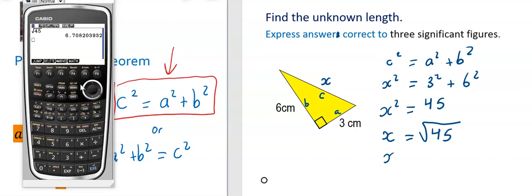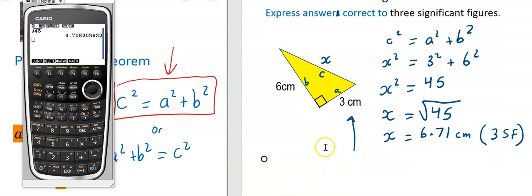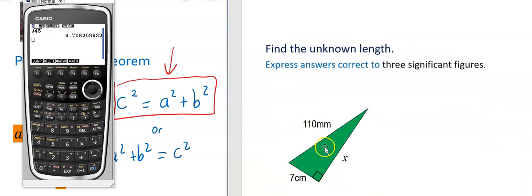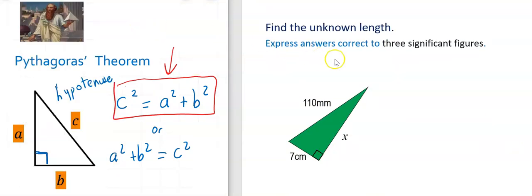So we go x is equal to 6.71. Let's not forget our units, which was centimeters, and we're going to put in brackets that it was correct to 3 significant figures. So it's not exactly 6.71, but if you go 3 significant figures, it is 6.71. So you might like to copy that one down in your journal. And here's another one that we're going to do next. Another right-angled triangle here.